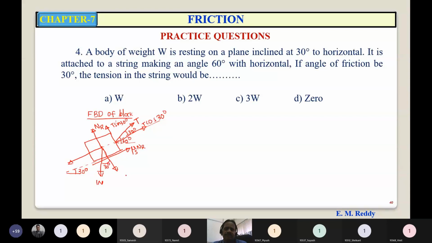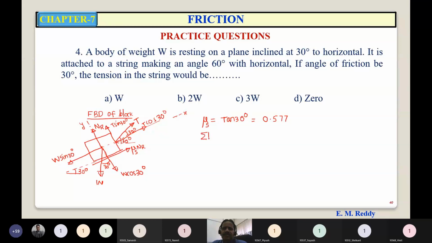Again, we have this as 30. W cos 30. W sine 30. So, coefficient of static friction is tan of angle of friction. What is the value of this? 1/√3, 0.577. Yes, sir. So taking x-axis along the plane, y-axis perpendicular to it.